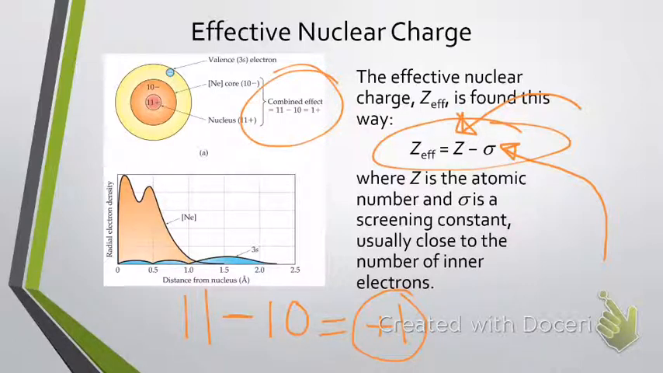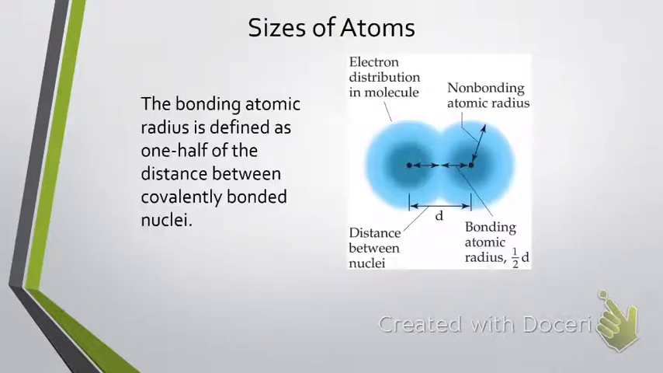In reality, this sigma number is a little less than 1 for every electron. However, for all intents and purposes, we can say that's roughly 1 for every inner core electron. So that means that this 1 electron right here feels the effect of just 1 proton. So why is that important, and what does that have to do with anything? Let's now start discussing the size of atoms and the way that they bond.